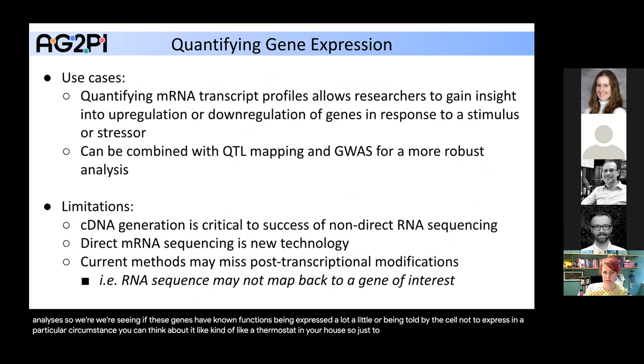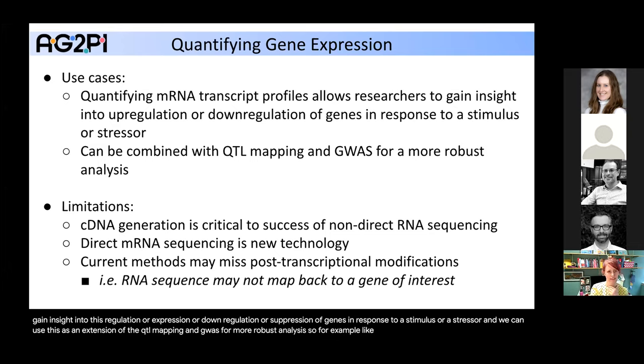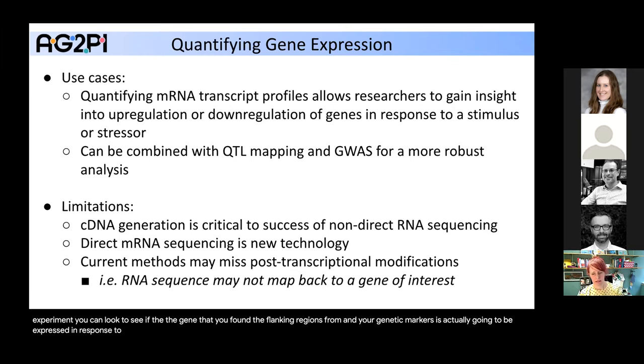And so just to wrap up before we go into the breakout rooms, some of the use cases for quantifying gene expression: we would be interested in these mRNA transcript profiles to gain insight into the upregulation or expression, or downregulation or suppression, of genes in response to a stimulus or a stressor. And we can use this as an extension of the QTL mapping and GWAS for a more robust analysis. So for example, like Julia mentioned, if there's a loci of interest and you design a transcript experiment, you can look to see if the gene that you found from the flanking regions and your genetic markers is actually going to be expressed in response to an environmental stressor.